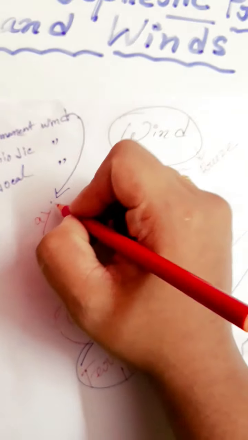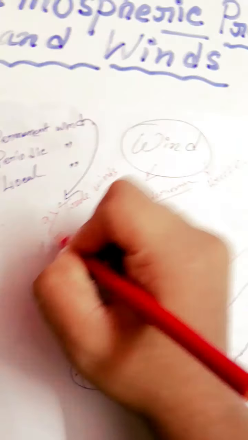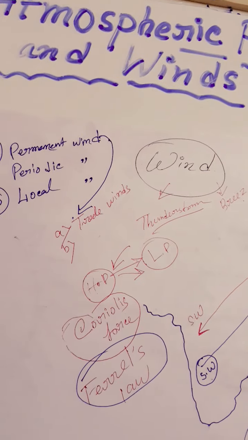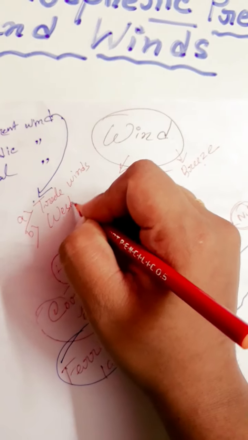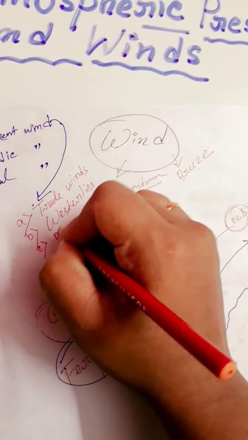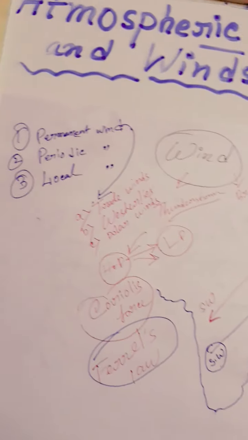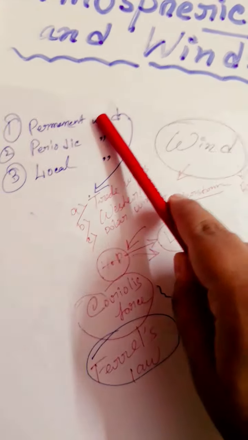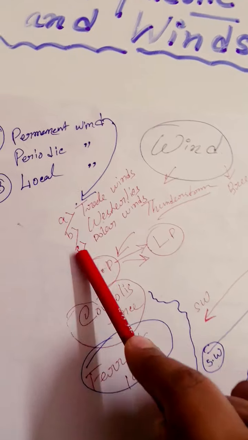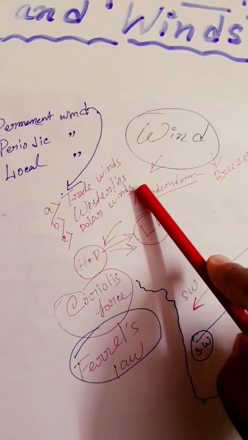So we can categorize the permanent winds into three types: A, the trade winds; B, the westerlies; and C, the polar winds. Permanent wind, planetary wind or prevailing wind can be further categorized into three types: trade winds, westerlies, and polar winds. Now, what are trade winds?